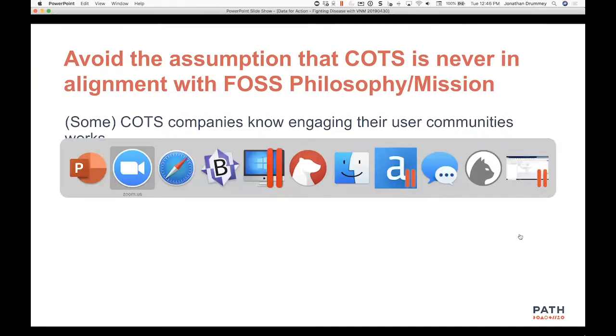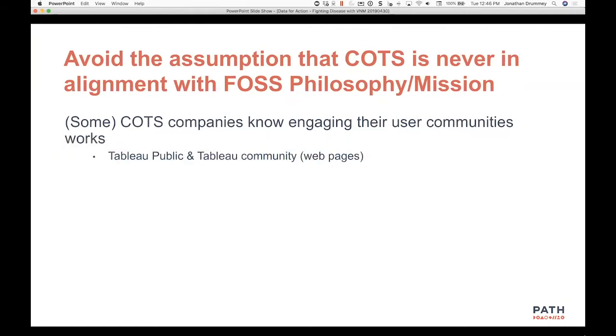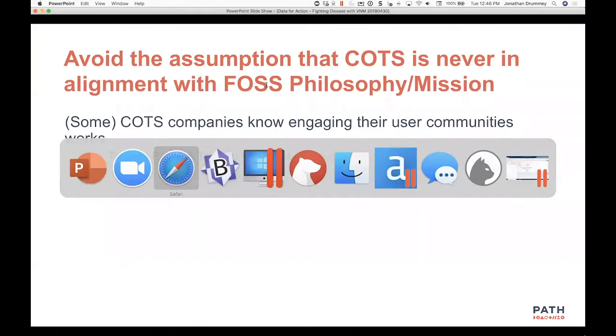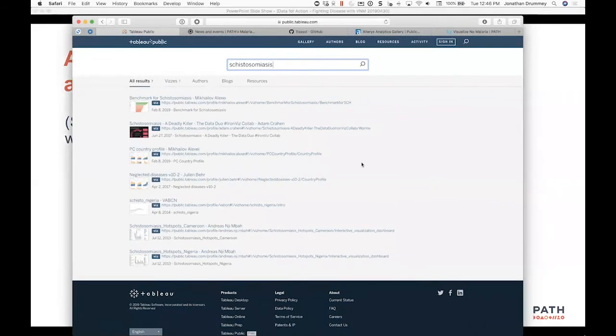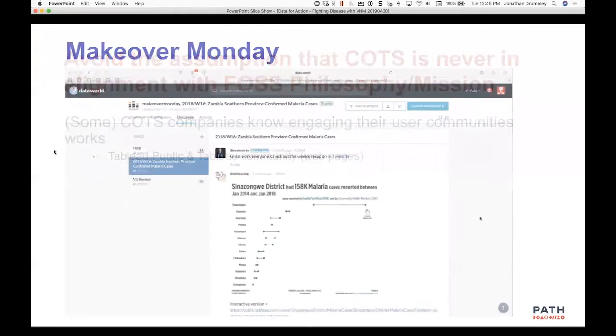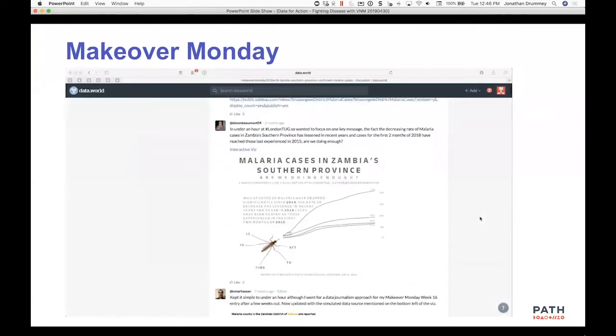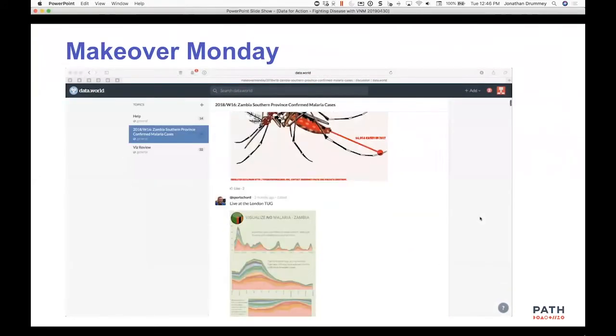So here's Tableau Public. These are visualizations. Anybody in the world can put them up online. There's 1.5 million visualizations on Tableau Public, and you can literally search for just about anything and find visualizations on it. And then coming out of this community, there's something called Makeover Monday, which is for making over visualizations.